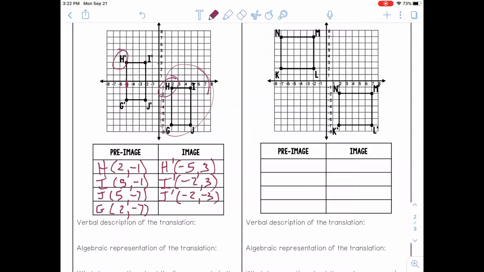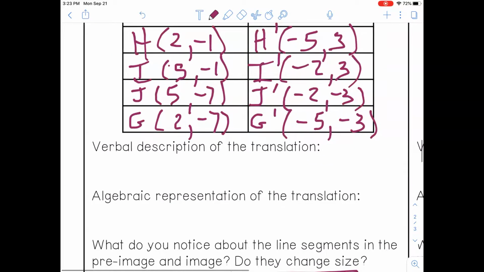And G prime is -5, -3. So what we're looking at is how did it change? On H, we were at 2 and we went to -5, so that's down 7. Oh, no, that's the X. That's left 7. So let's see if it's the same here. 5 to -2, left 7. 2 to -5. X is left and right, so on X we go left 7.